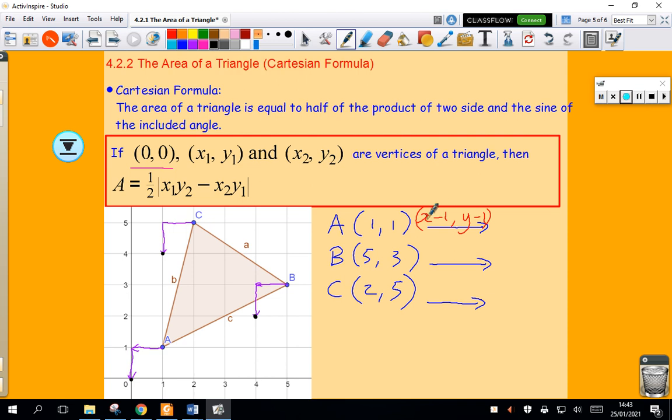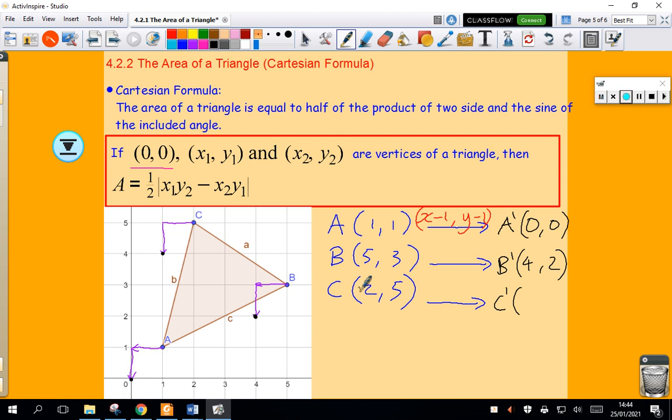Decrease the x by 1. And what I get is A dash, the image of A. 1 unit left, 1 unit down. Decrease the x by 1. Decrease the y by 1. That'll go to 0, 0. B dash will be the image of B. 1 unit to the left, 1 unit down. Decrease the 5 by 1. Decrease the 3 by 1. Then 2, 5, the image of that point.